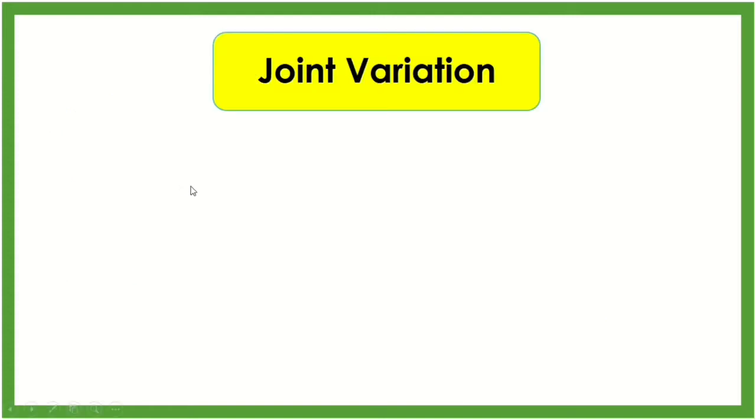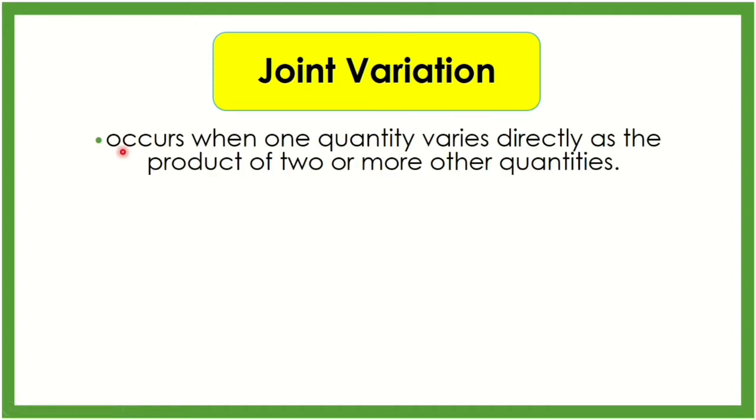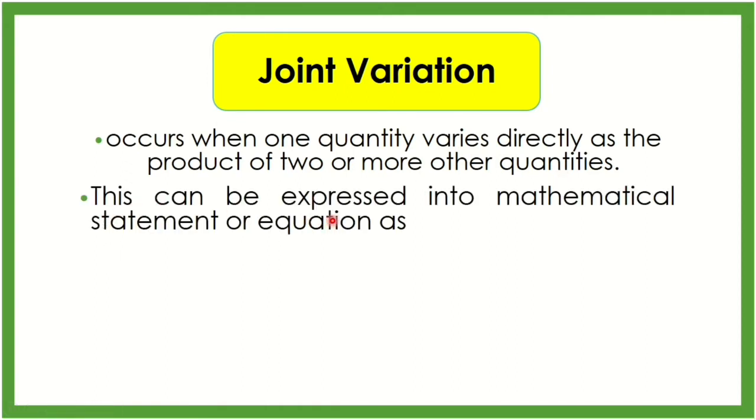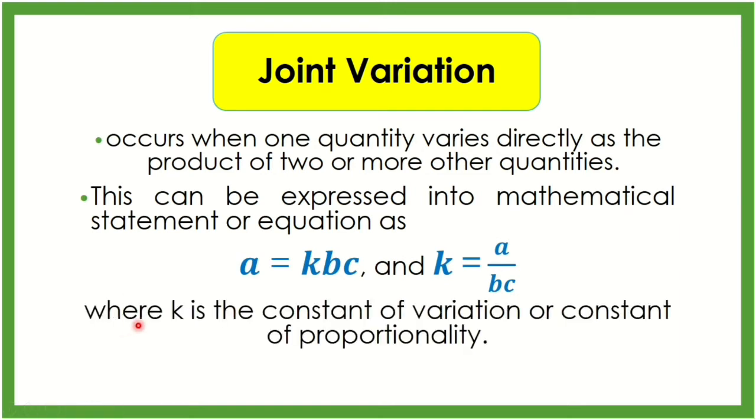Ano nga ba ang joint variation? Joint variation occurs when one quantity varies directly as the product of two or more other quantities. This can be expressed into mathematical statement or equation as A equals K times B times C and K equals A over B times C, where K is the constant of variation or constant of proportionality.